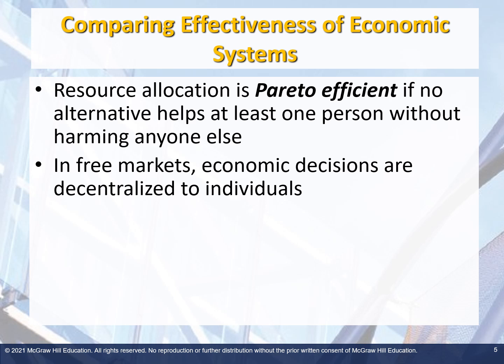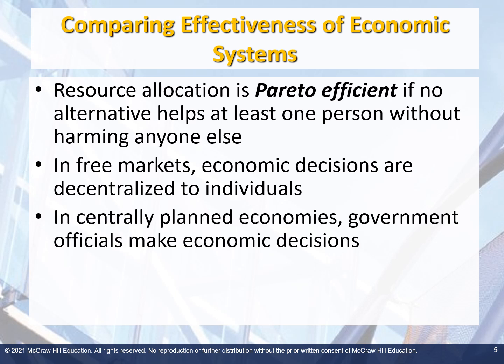Free markets are like a bustling marketplace where everyone makes their own decisions. Think of a farmer deciding what crops to grow based on market prices. These individual decisions collectively lead to efficient outcomes, guided by the invisible hand of the market. In contrast, centrally planned economies are like a chess game where the government is the player moving all of the pieces. While this can ensure certain goals are met, it often lacks the flexibility and efficiency of decentralized decision-making.